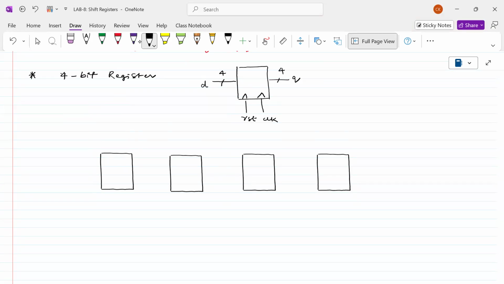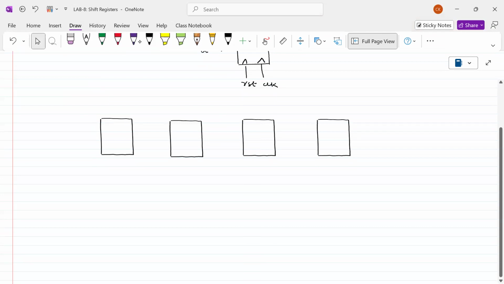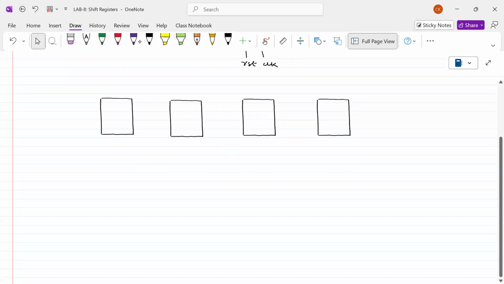For that I have taken 4 flip-flops. Let me call this flip-flop 0, this is flip-flop 1, this is flip-flop 2, and this is flip-flop 3. FF0 is the LSB bit position, and FF3 is the MSB bit position, right?